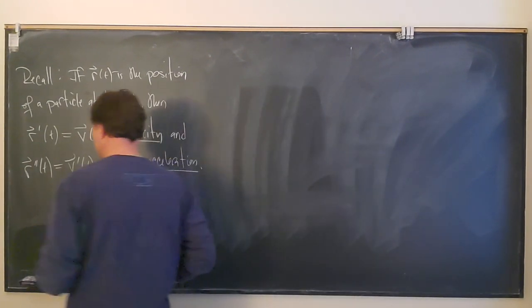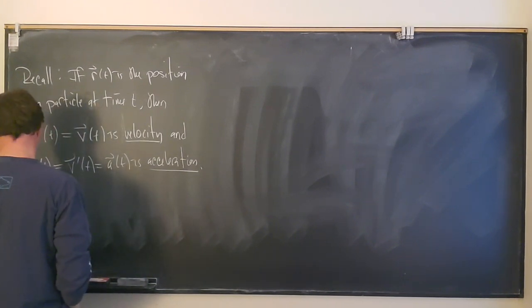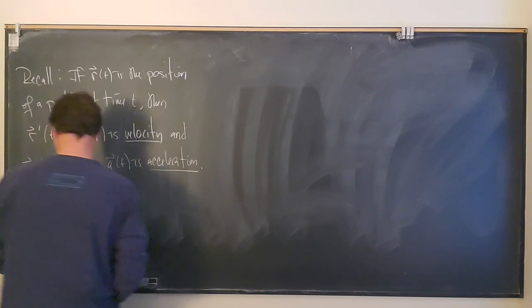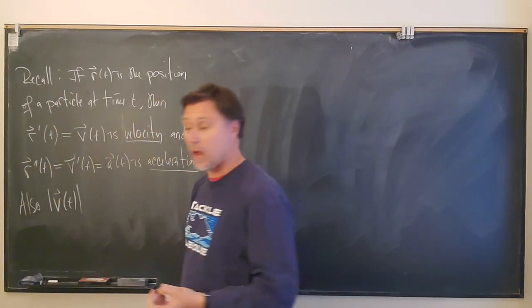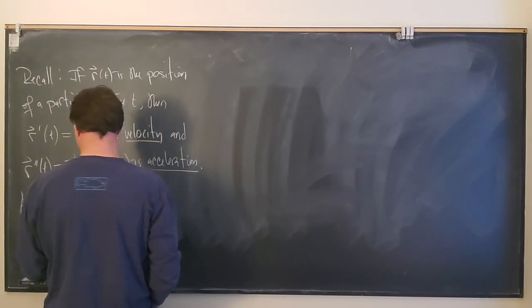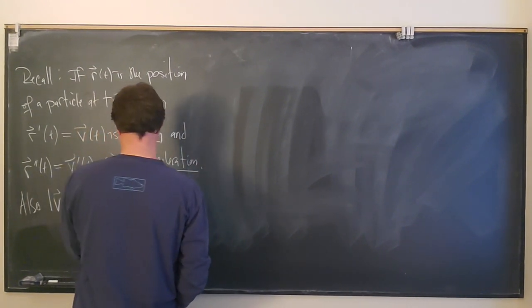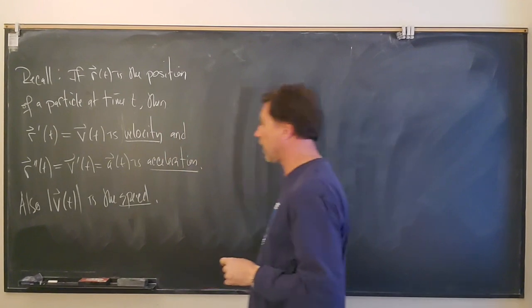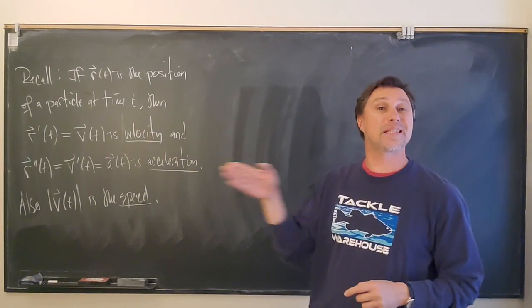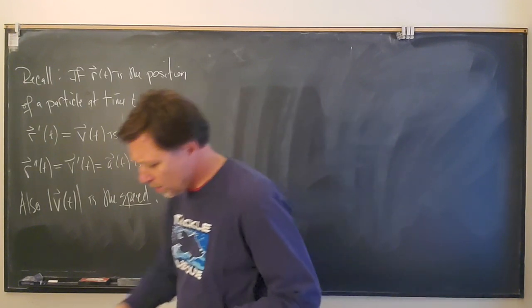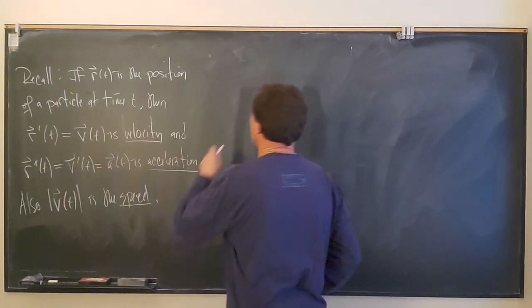Oh, one last thing. We'll say also, the magnitude or the length of velocity, this is what we call speed. So velocity has both speed, that's the magnitude, and the direction. So let's do some examples now.